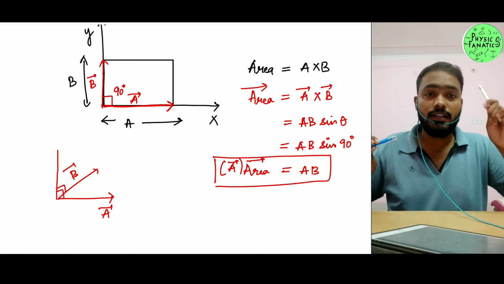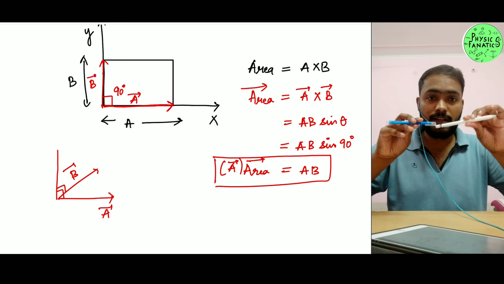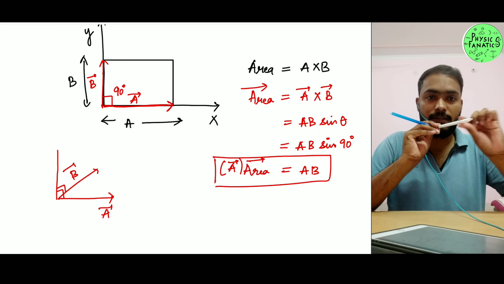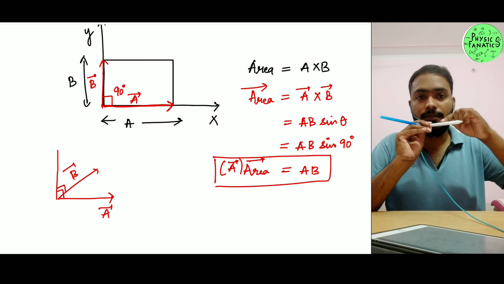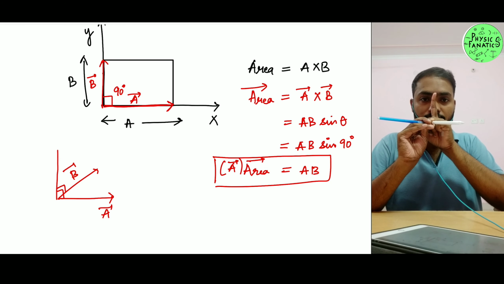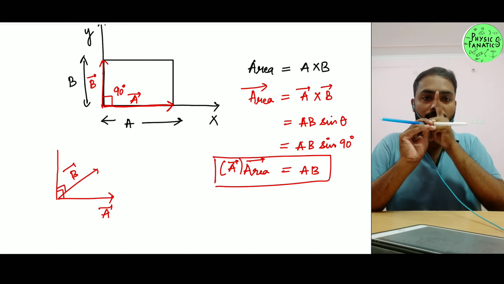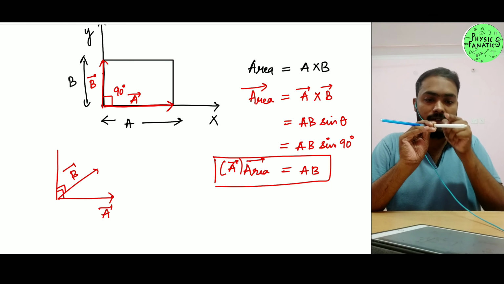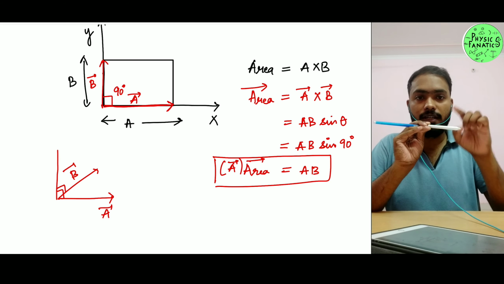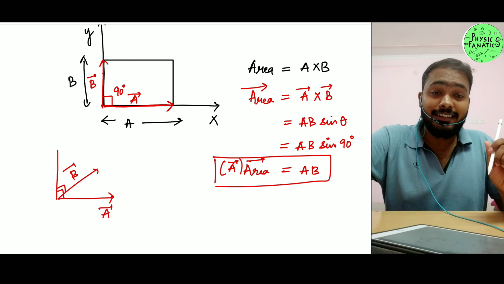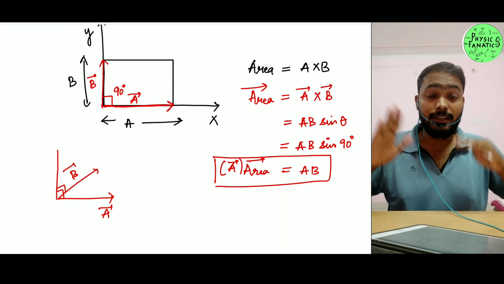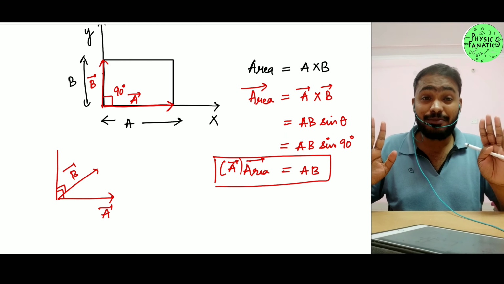For example, if this is my A vector and this is my B vector, let's say this blue pen is my A vector and this white pen is my B vector. Then if I do A cross B, the resultant vector will be along my index finger. Yes or no? It is perpendicular to my white pen, it is perpendicular to my blue pen, it is perpendicular to A and to B. So basically the direction of A cross B is always perpendicular to the plane containing both A and B whenever we are doing A cross B. I hope that is understandable.